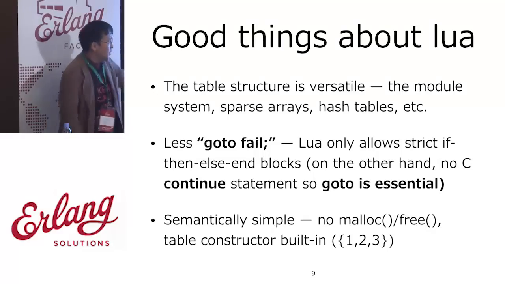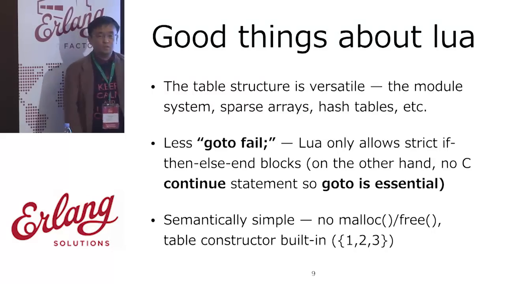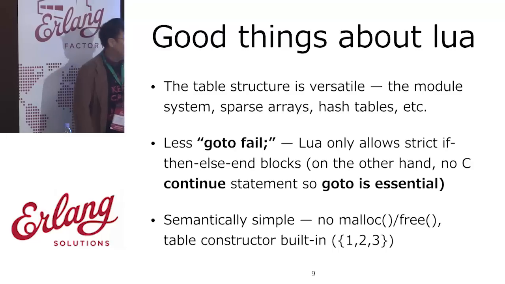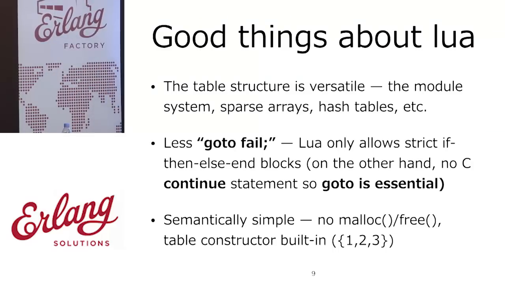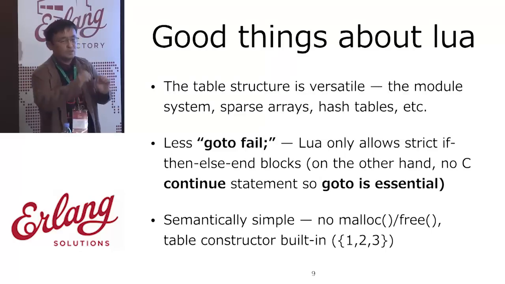And it's semantically simple, no malloc-free or memory allocation, and the table constructor is like an Erlang tuple. If you make 1, 2, 3 like this, that will be a 1, 2, 3 table, with the first element with the key 1 being 1, then the key 2 being 2, and key 3 being 3.